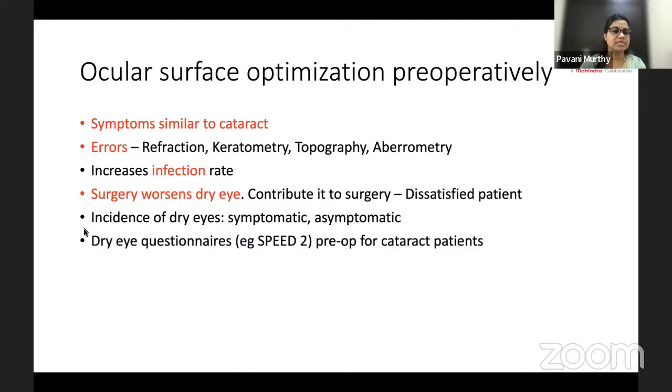What we have to remember is that in the incidence of dry eye, there could be two categories, symptomatic and asymptomatic. What we should aim for is to find the patients who are in this asymptomatic category and to give treatment preoperatively before taking these patients for surgery. Maybe giving dry eye questionnaires during preoperative evaluation for cataract patients might be one of the ways to go forward.